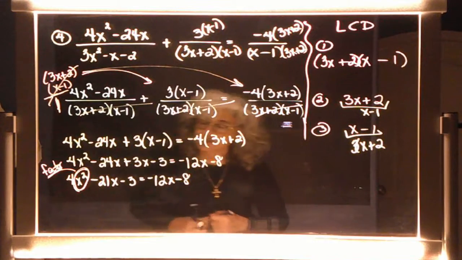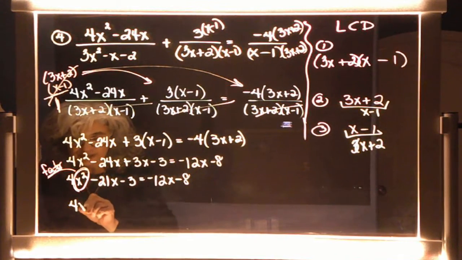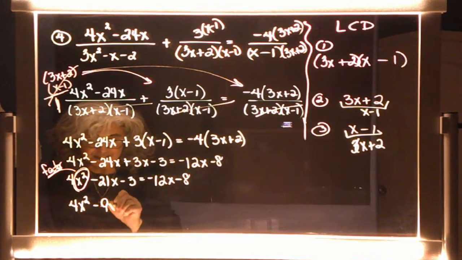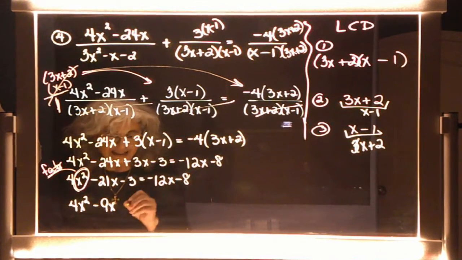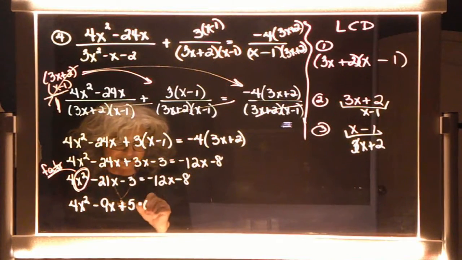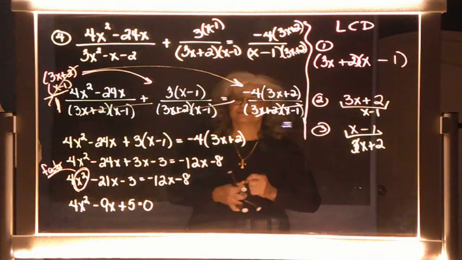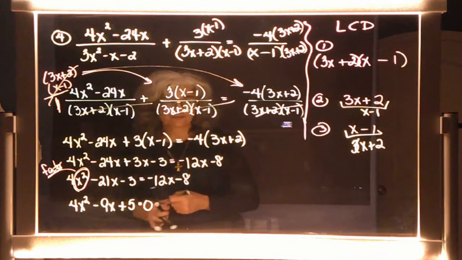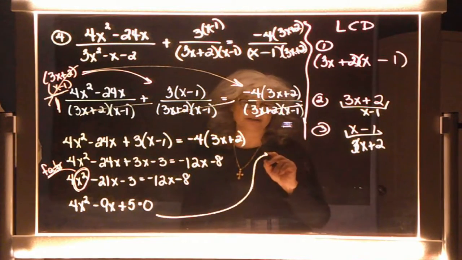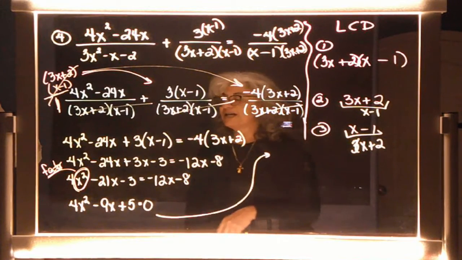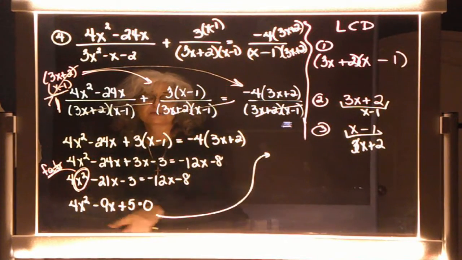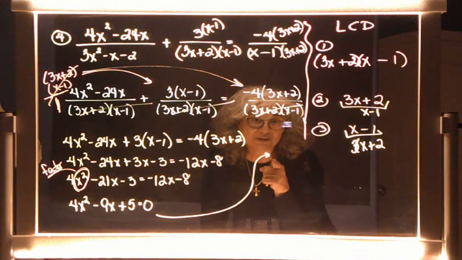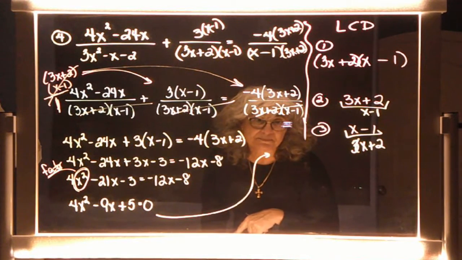Cool? Okay. So we have 4x squared. We have the 12x over, which is going to give me that negative 9x. I add the 8, which will give me a positive 5. So far, so good? Okay. I am going to continue the problem over here because I ran out of board space. And now what do we have to do with this? We're going to have to factor it. So, pause the video, you go factor it, and see if we agree.